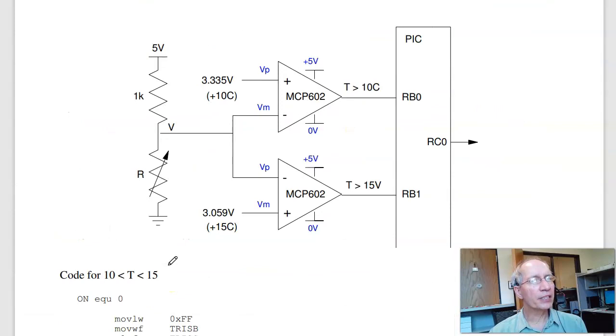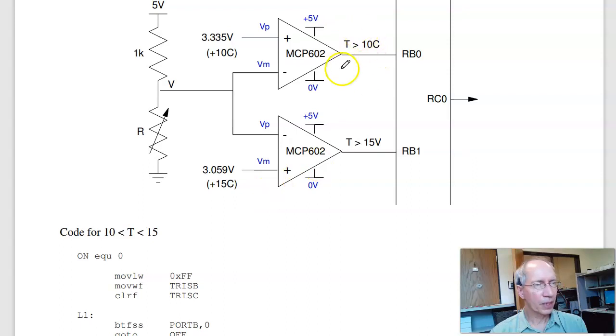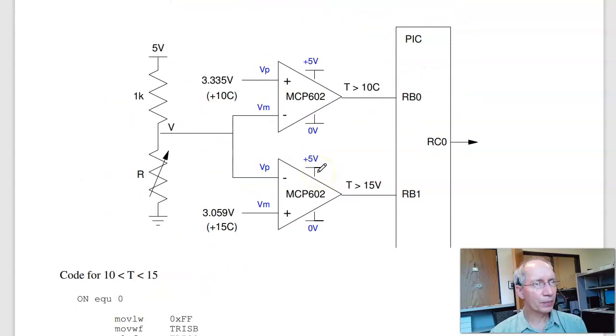Second way is anything you can do in hardware, you can do in software. I can just have two comparators. This tells me the temperature is bigger than 10C. This tells me temperature is bigger than 15C. And then encoding. If the temperature is less than 10C, I want to turn off the output.